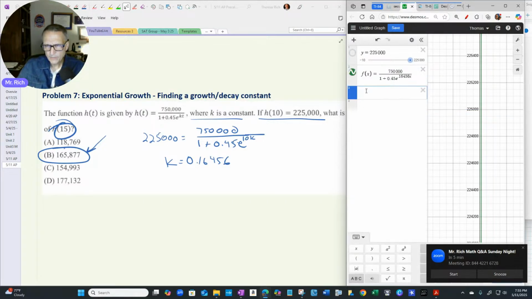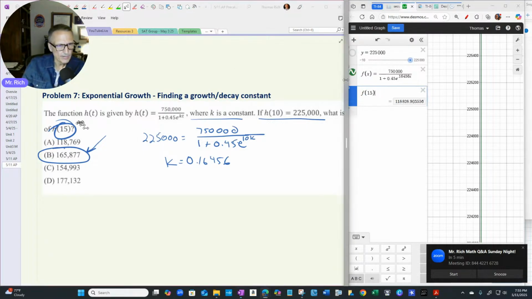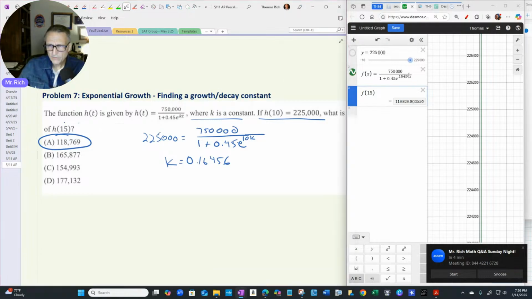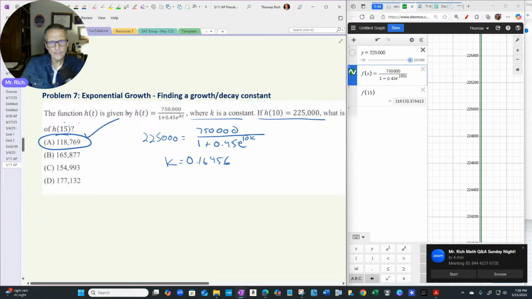I'm not graphing it at this point. I'm just using that now to be able to plug in the number 15. And I get 118,828. So yes, that is awfully close to that. Now, if we round this to 165, that may explain the difference. No, it just made it maybe not as close even. But our answer here ends up being A.